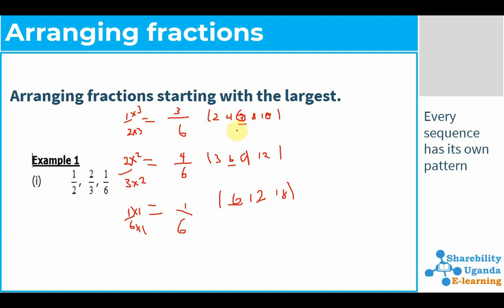So we can see that we now have our numbers arranged. We have the same denominators, a denominator 6 here, a denominator 6, a denominator 6 here. So when you have the same denominators, then we can consider the numerators in arranging. So they are saying arrange the fractions starting with the largest. Here we have 1 out of 6, 4 out of 6, and 3 out of 6. So we shall start with our largest, which is 4 out of 6.